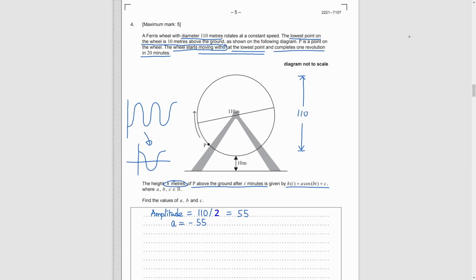To get C, we need to consider the height of the middle point of the wheel. Add 10 to 55, which is 65. B is just 2 pi over the period 20, which is pi over 10.